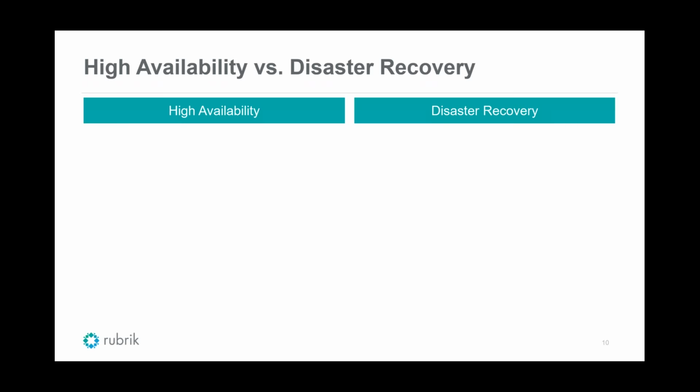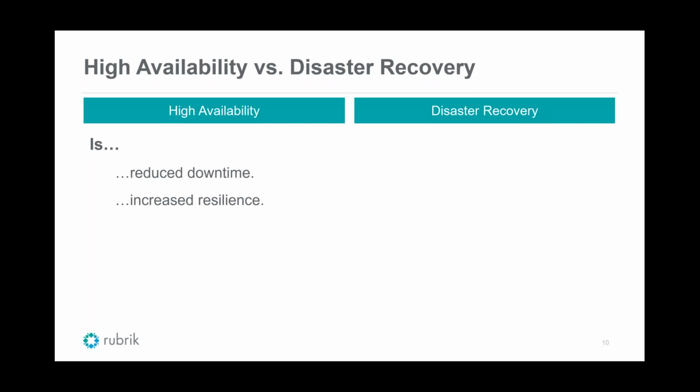Some ways to be a little more specific about it: high availability is going to be reduced downtime, increased resilience, right? I'm going to be able to keep my database up and running. So things like failover clustering, availability groups, replication to a certain extent.